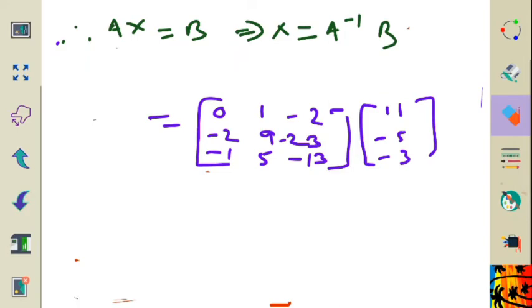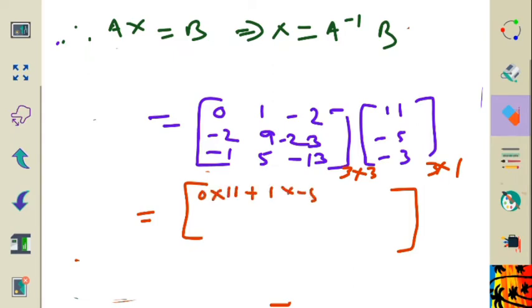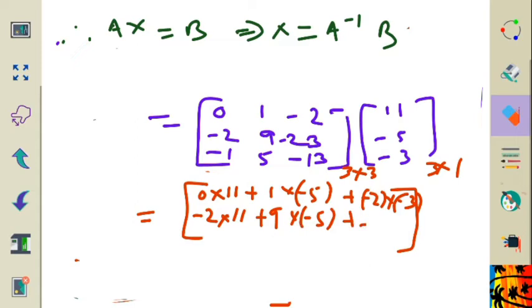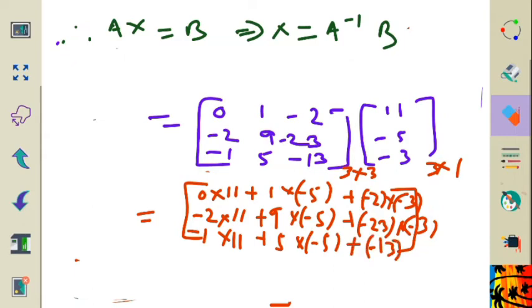Now let me multiply. Clearly you can see that this one is a 3 cross 3 matrix, and this is a 3 cross 1 matrix. So obviously I will have a 3 cross 1 matrix. Clear? So for that it will be 0 into 11 plus 1 into minus 5 plus minus 2 into minus 3. Next is minus 2 into 11 plus 9 into minus 5 plus minus 23 into minus 3. This one is minus 1 into 11 plus 5 into minus 5 plus minus 13 into minus 3.